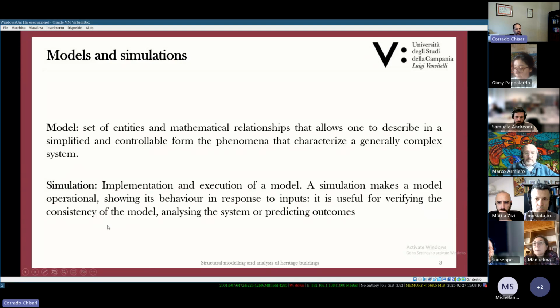The simulation is the implementation and execution of the model. So a simulation makes the model operational. While the model is the representation of the building, the simulation will give us the response. The response is, as I said, the state of deformation and the state of stress more generally.